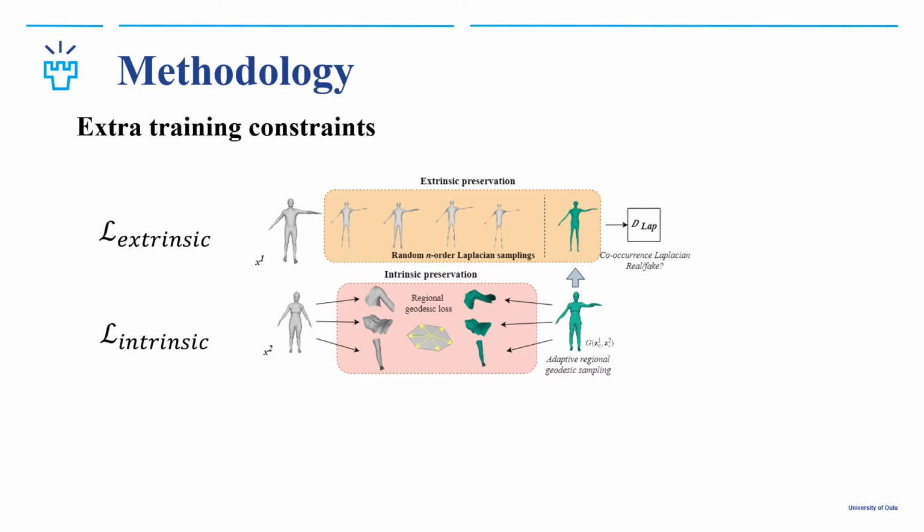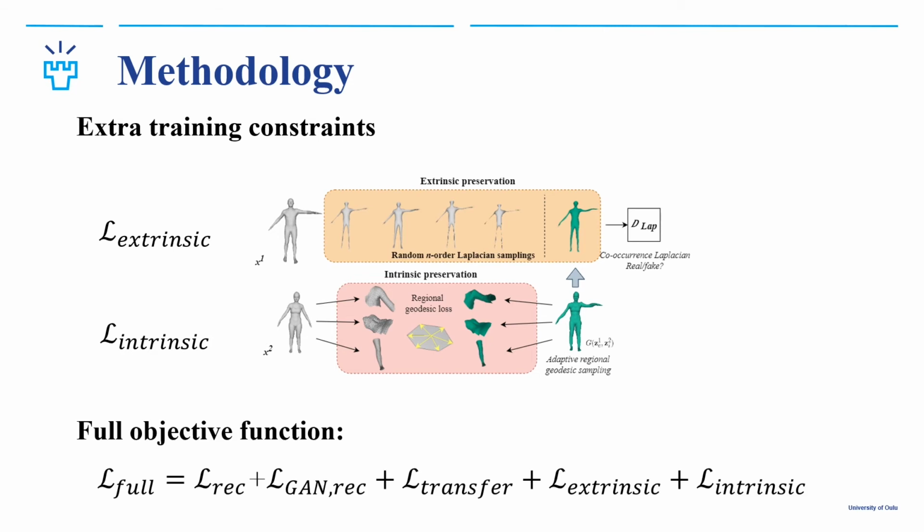Besides, since we don't have any constraints on the training dataset, to achieve satisfying disentanglement of the factors, we designed two constraints for preserving the intrinsic and extrinsic information. One is a co-occurrence discriminator that compares several Laplacian samplings of the original and generated meshes. And the other one is an adaptive regional geodesic loss that can adaptively preserve the regional geodesic features. Altogether, we propose the four objective functions as shown in the slide.